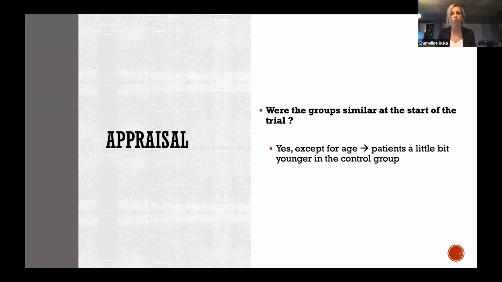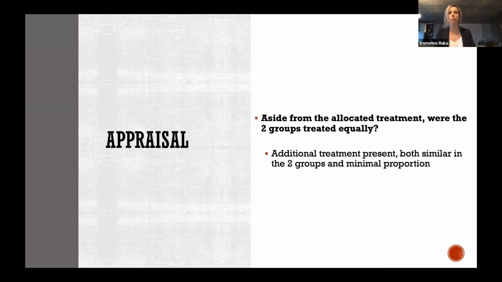So the control group was younger. With a control group that is younger and a study that has a positive result, it's not that big a deal, because if anything, it should have neutralized the result or made it negative for the DEX. So aside from the allocated treatment, were the two groups treated equally? They were, except for all the other drugs involved in the two other groups: remdesivir, lopinavir, ritonavir, etc. But again, it was pretty equilibrated in the two groups, so I don't think it impacted the results that much.